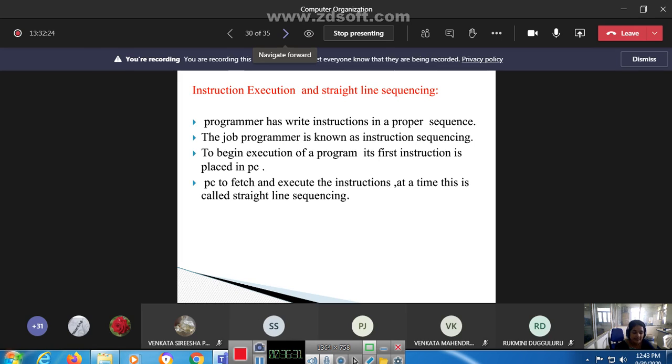Next, coming to instruction execution and straight line sequencing. To perform a particular task on a computer, it is the programmer's job to select and write the appropriate instructions one after another. That is, the programmer has to write instructions in a proper sequence. This job of the programmer is known as instruction sequencing. The instructions written in a proper sequence to execute a particular task is called a program.